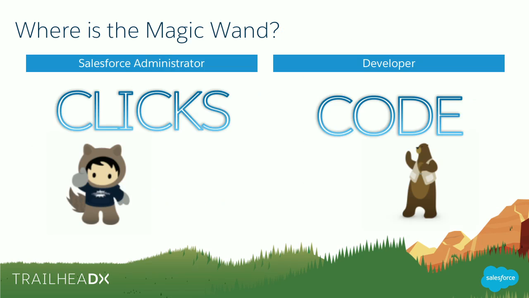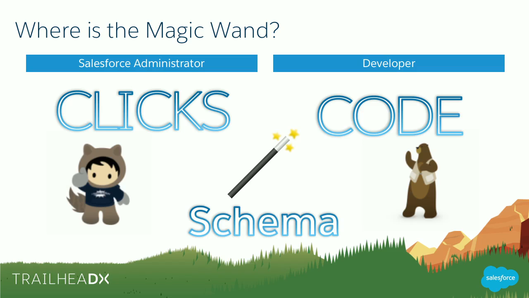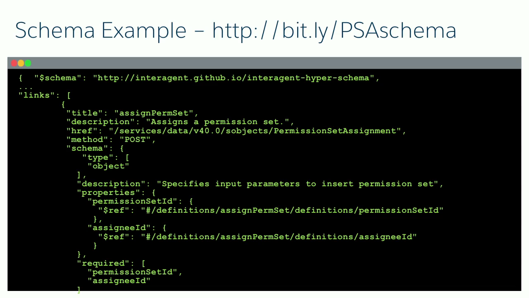But there is a little bit of magic that we have to do to connect those clicks that I'm talking about to what that dynamic code is. And the magic is a JSON schema. So in the beta, we support something that looks like this. The bit.ly URL gives you the full schema that I'm going to be using in the demo.